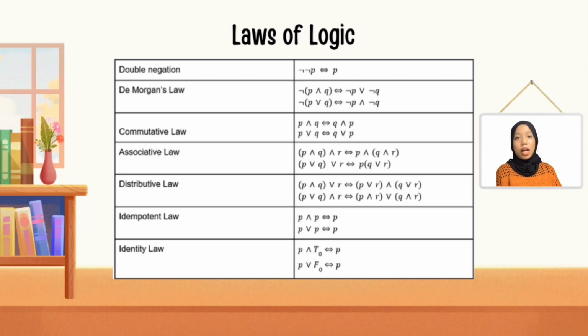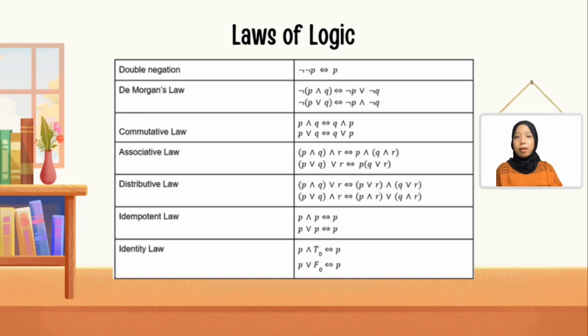5. Distributive law. Distributive law is an expansion of the individual statement with a group statement. For example, when P and Q in bracket or R is equivalent to P or R in bracket and Q or R in bracket. Same goes to P or Q in bracket and R, equivalent to P and R in bracket or Q and R in bracket.